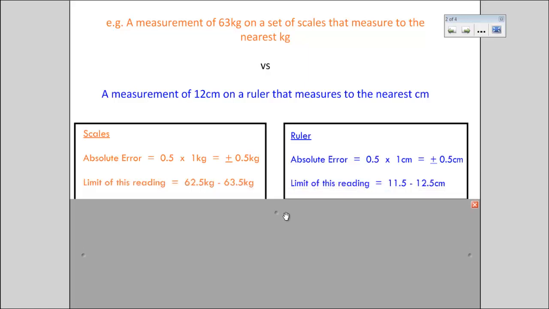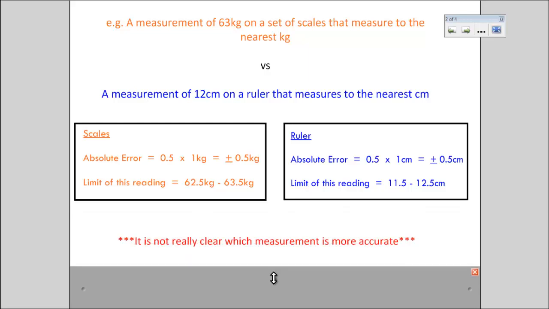Okay, so then our limits look something like that. So we subtract the 0.5 from the measurement and we add the 0.5 to the measurement. It gives us our limits or our range. Okay, so from just doing those calculations, it's not really clear which of these measurements is the more accurate.